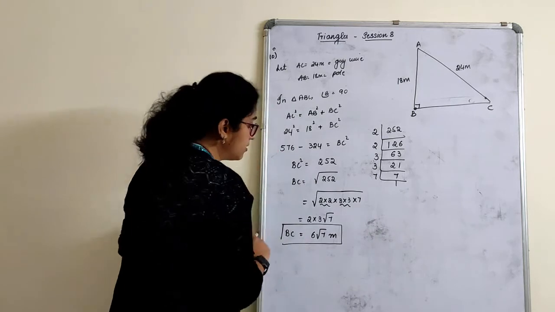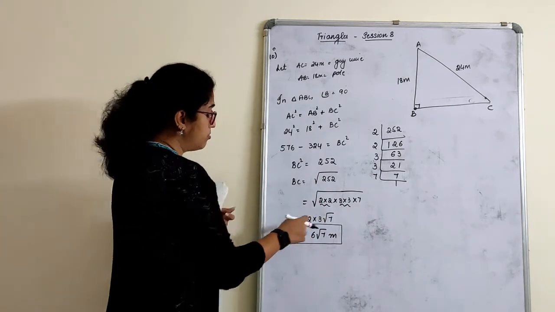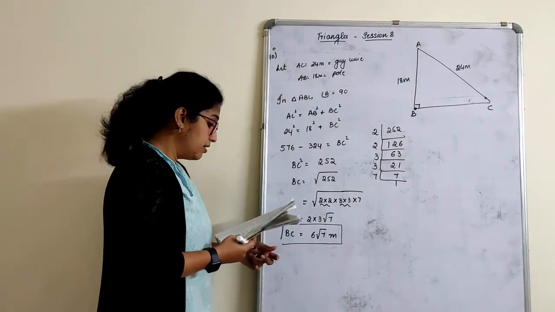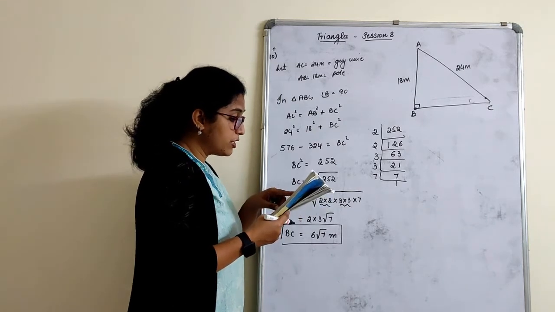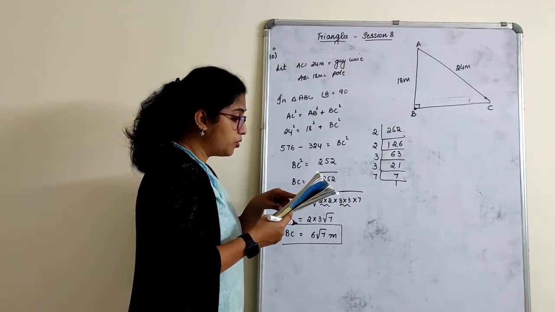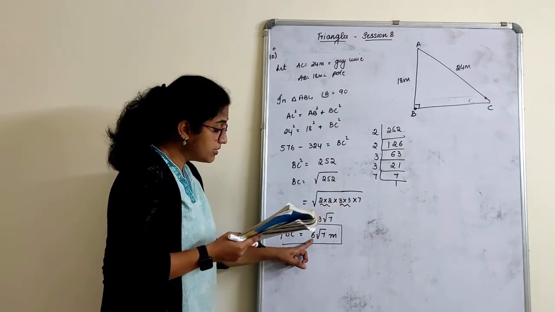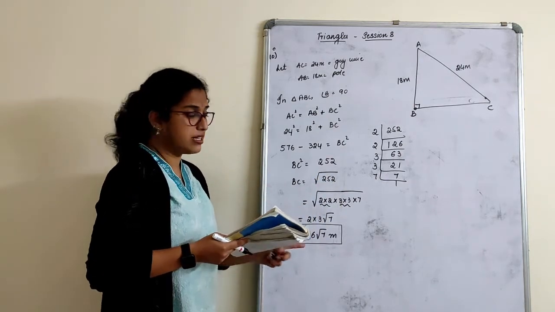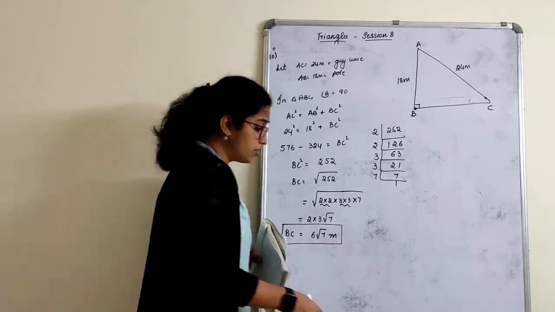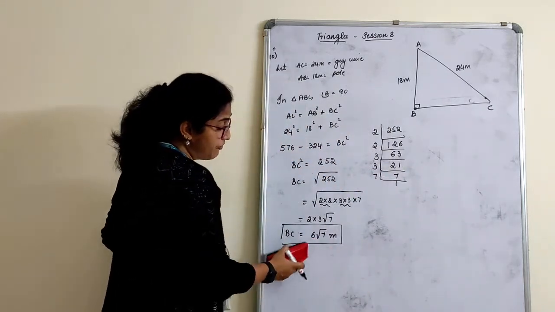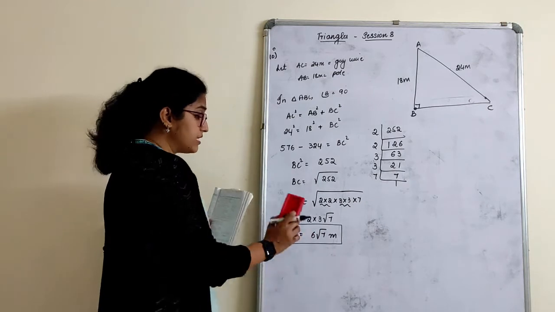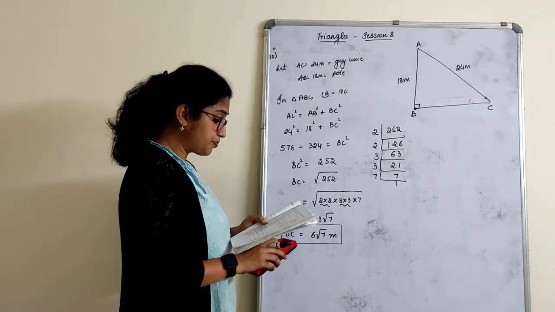Always keep this in the simplified form. So give the conclusion to it. How far from the base of the pole should the stake be driven? 6 root 7 meter. That's all, that is the answer. Keep it as it is. No more simplifying further with the value of root. Whatever is there, it should be kept as it is.